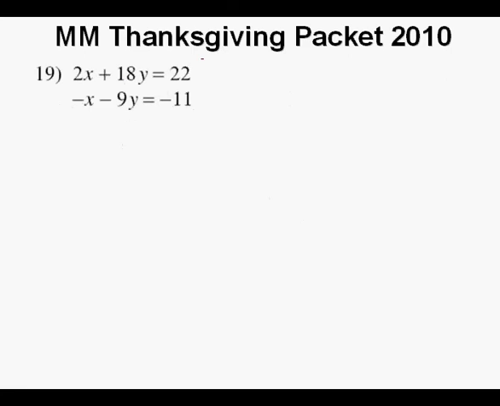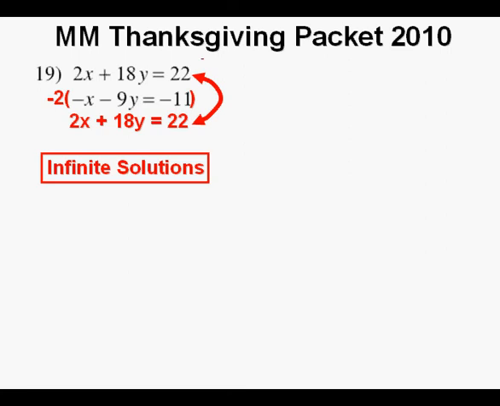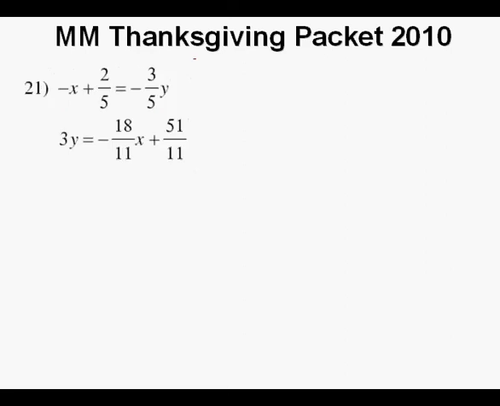Now we have problem 19, 2x plus 18y equals 22, and negative x minus 9y equals negative 11. Let's multiply the bottom equation by negative 2. That gives us 2x plus 18y equals 22. Do you notice anything? The two equations are now the same. That means that since they're the same line, there is an infinite number of solutions because there is no point that these two lines do not have in common.